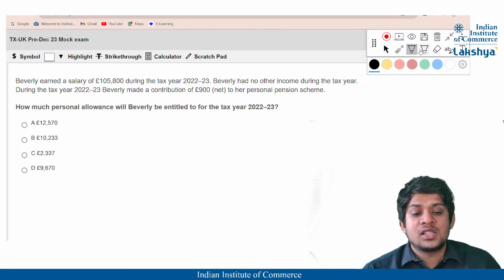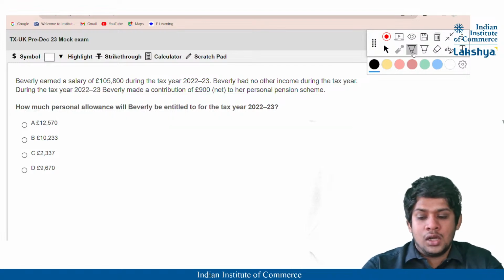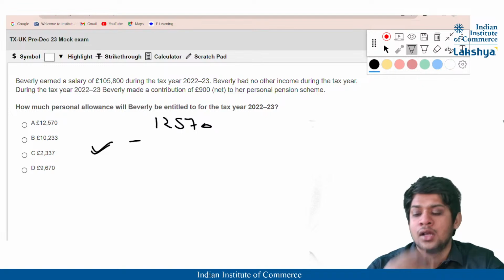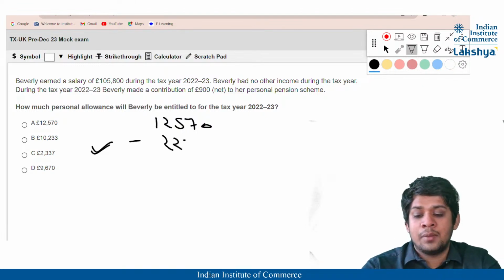The total personal allowance allocated to each taxpayer is 12,570 pounds. But because her income is above 100,000, her personal allowance is gradually going to be reduced, and we calculated the amount of reduction as 2,337.